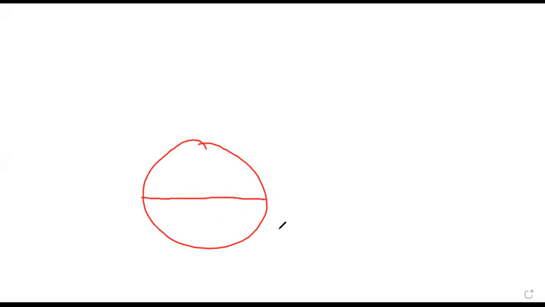An air bubble is trapped in a glass of refractive index 1.5. The radius of the sphere is 4. At a distance of 1 from the center, where will it appear when seen through the nearest end? Suppose this is center O. So 1 from center, you can take the right side also, you can take the left side also.